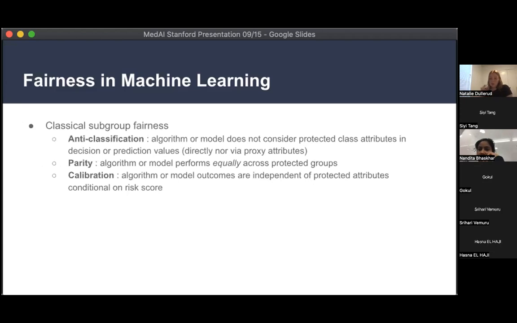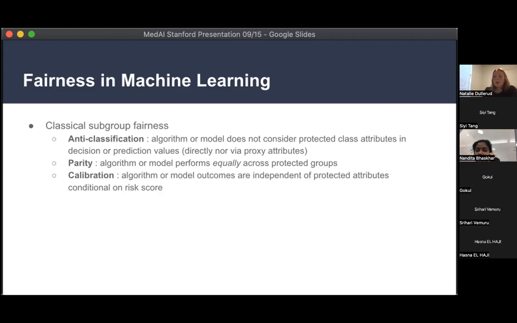Here there have been some landmark papers that have largely drawn from sociological ideals of fairness, and classical fairness definitions can mostly be categorized into these three categories. Anti-classification stipulates that an algorithm does not use protected attribute information to make decisions or predictions, nor does it use proxy features for protected attribute information. Parity defines fairness as equal distribution of classification errors or classification performance, measured by some metric, across the defined subgroups. And similarly, calibration describes fairness as independence between the model outcome and the protected attribute conditioned on some risk score, which might be, for example, the ground truth label.